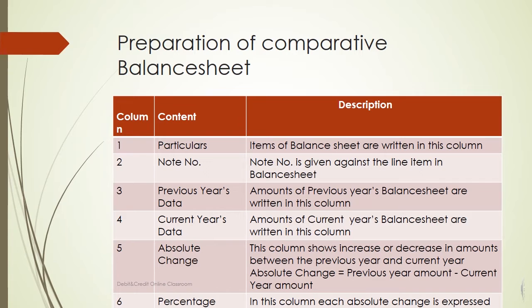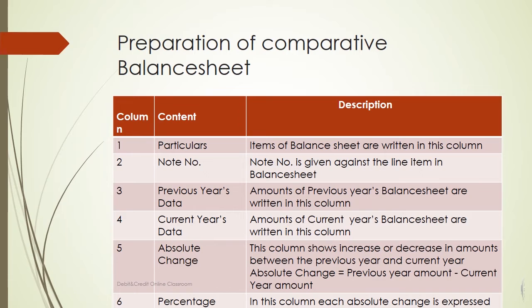We are going to prepare this in a columnar form. We'll have a 6-column format. In the first column, we will write the particulars, that is the items of the balance sheet given in the question. Second column is to note the note number just given against the items in the balance sheet, if any. Third column is for the amounts of previous year given in the previous year's balance sheet. Fourth column is for current year's data, that is the amounts of the current year.